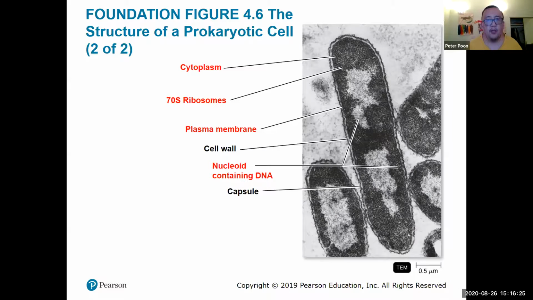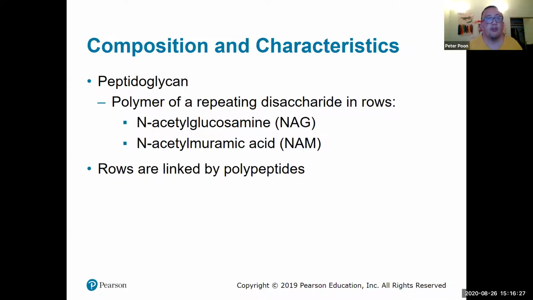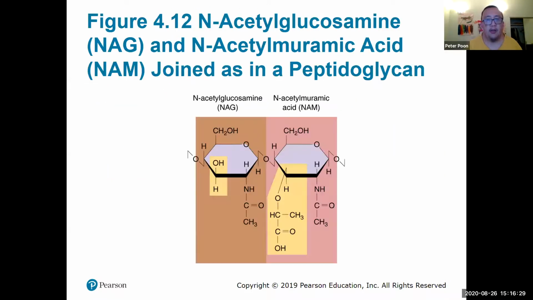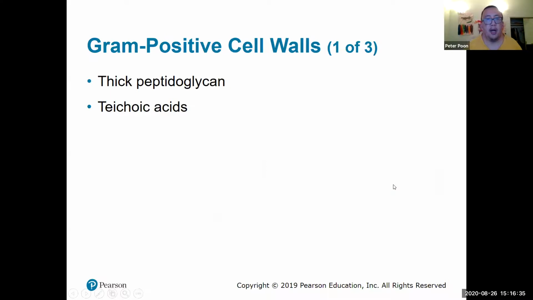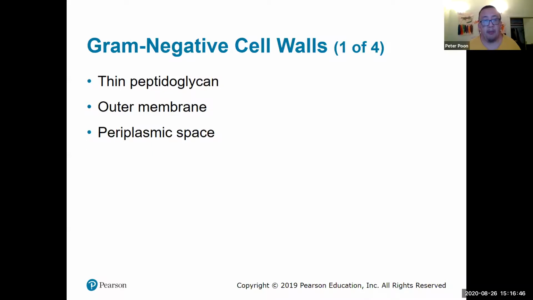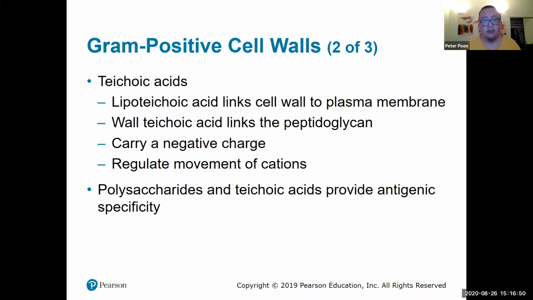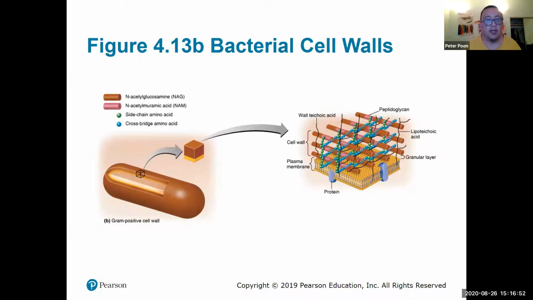Okay. So peptidoglycan, know that. This is what bacterial cell walls look like. The gram-positive cell walls. You definitely have to know the difference between gram-positive cell wall and gram-negative cell wall. Gram-positive cell wall is a thick layer of peptidoglycan. So this is a gram-positive cell wall.